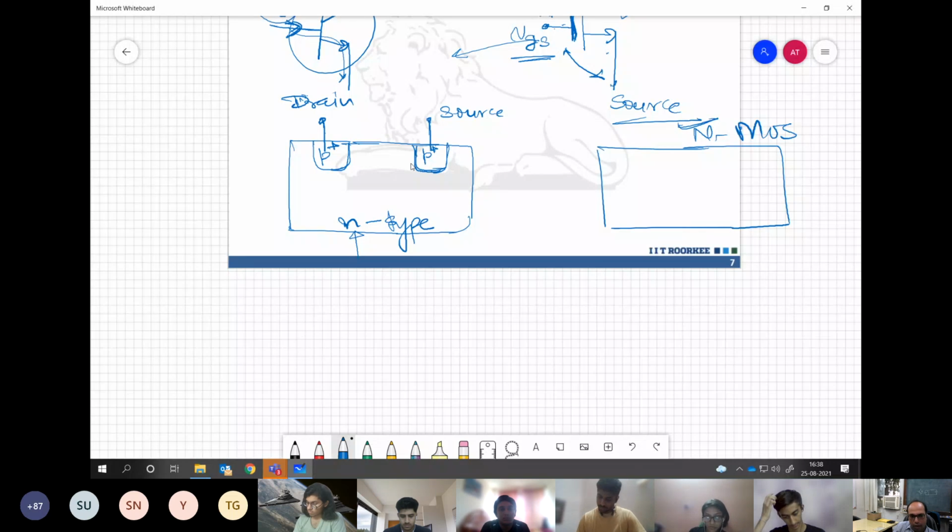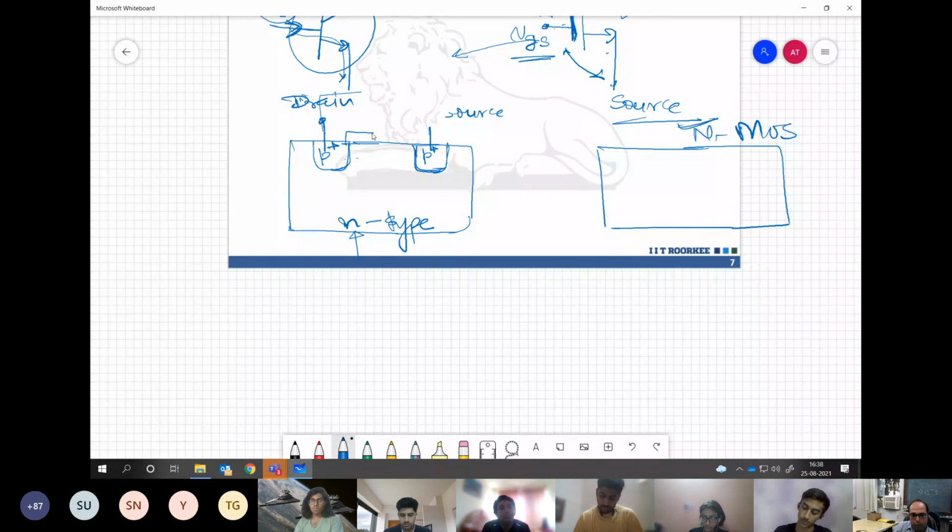Obviously, in this form, there is huge resistance offered by this path whenever you want to put a current through it, or let's say you apply a voltage across this. So it will offer huge resistance in the path. So what we do, we put another terminal at this point to create the channel for the current to flow.